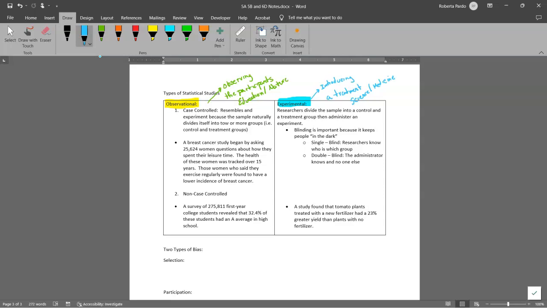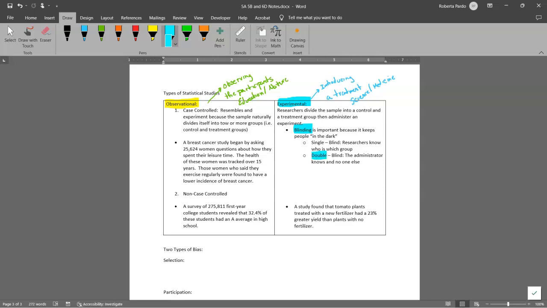So in an experimental study, researchers divide the sample into a control and a treatment group, then administer the experiment. They introduce that treatment to the treatment group. And it's very important that we do what we call blinding. Blinding is so that the researcher doesn't know who is in the group, but also the participants don't know who's in the group. So there's what we call single blinded, where the researchers do know who's in which group. Double blinded is only the administrator knows who is in which group, the researchers do not.